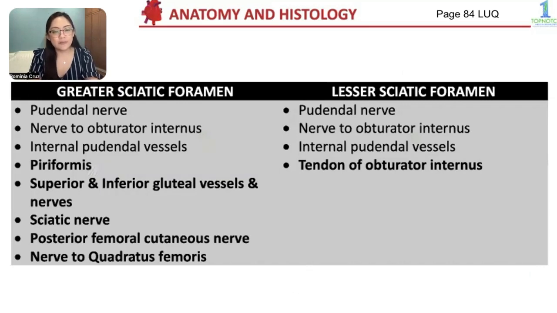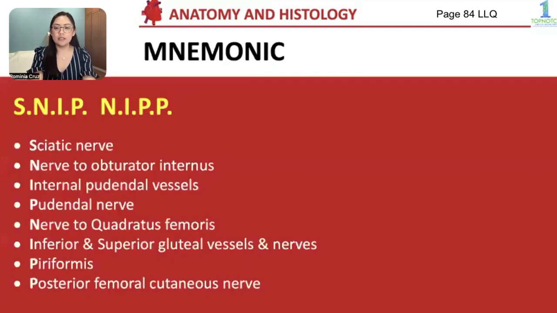And this is the summary table showing the structures that pass through your greater and the lesser sciatic foramen. The ones not in bold are the structures which pass through both. So to easily remember these structures, we have two mnemonics. And for your greater sciatic foramen, ang mnemonic natin would be snip-nip. Snip-nip for sciatic nerve, nerve to obturator internus, internal pudendal vessels, the pudendal nerve, the nerve to quadratus femoris, the inferior and superior gluteal vessels, the piriformis, and the posterior femoral cutaneous nerve.